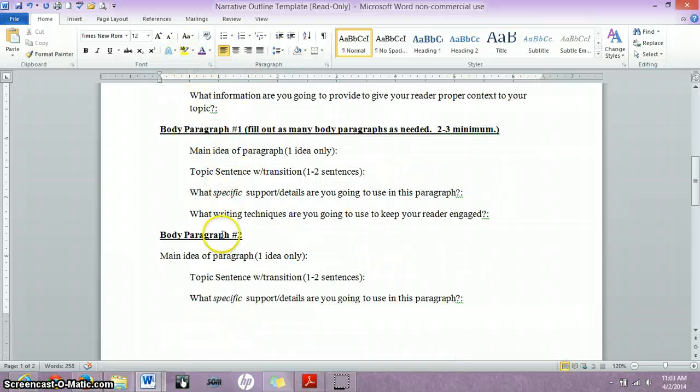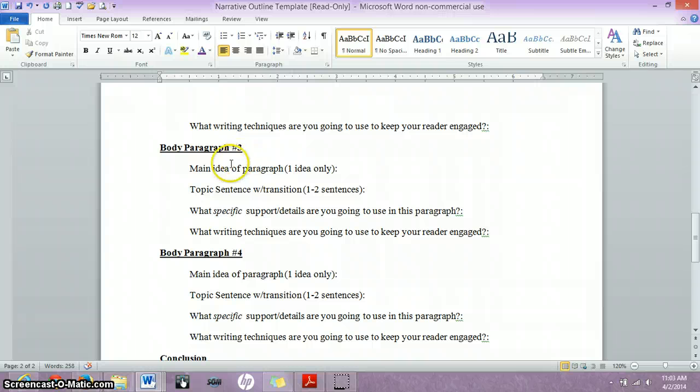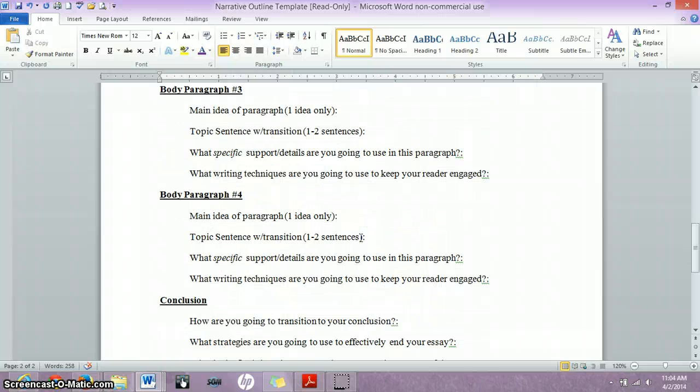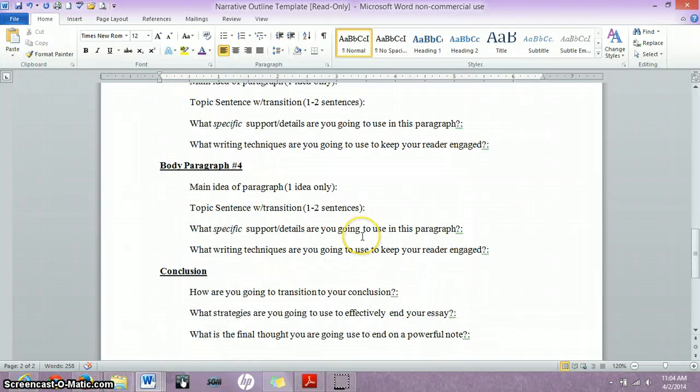So do it for your introduction, do it for each of your body paragraphs. Tell me what your main idea of the paragraph is, and there can only be one. Tell me what your transition sentence is going to be. Give me your support and details. And then what specific writing techniques are you going to use to keep your reader engaged with your paper.